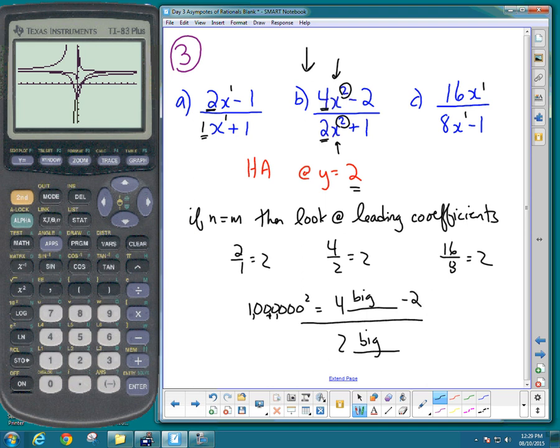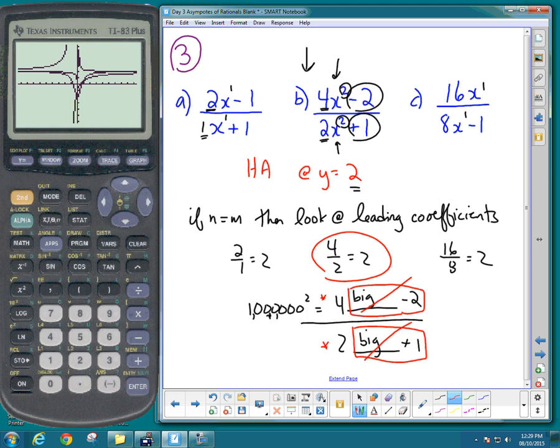Now, this little -2 isn't going to really have much influence on this. If you're talking a billion, if you subtract 2, big deal. Or if you add 1, big deal. So essentially this number here, which is a million squared minus 2, whatever, and this is a million squared plus 1, well, it's essentially the same. Those are so big that they're pretty much the same, and they kind of cancel out. And you're left with the fact that the top is 4 and this is 2, so it's 2 times bigger. And as a result, your asymptote is going to be at y equals 2.